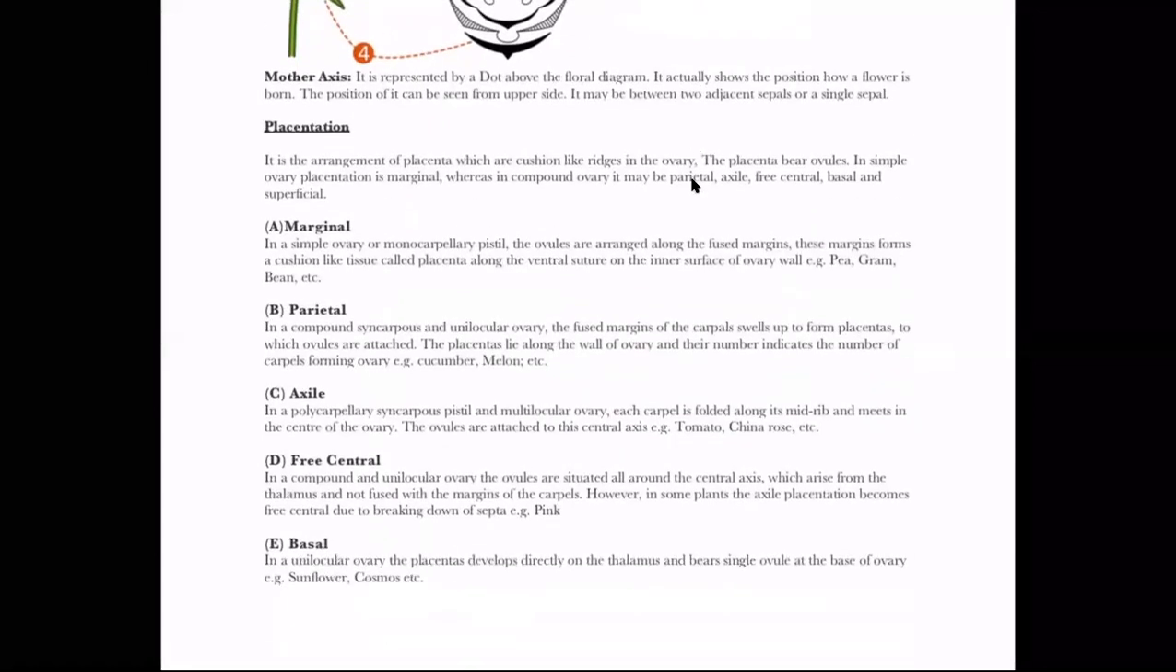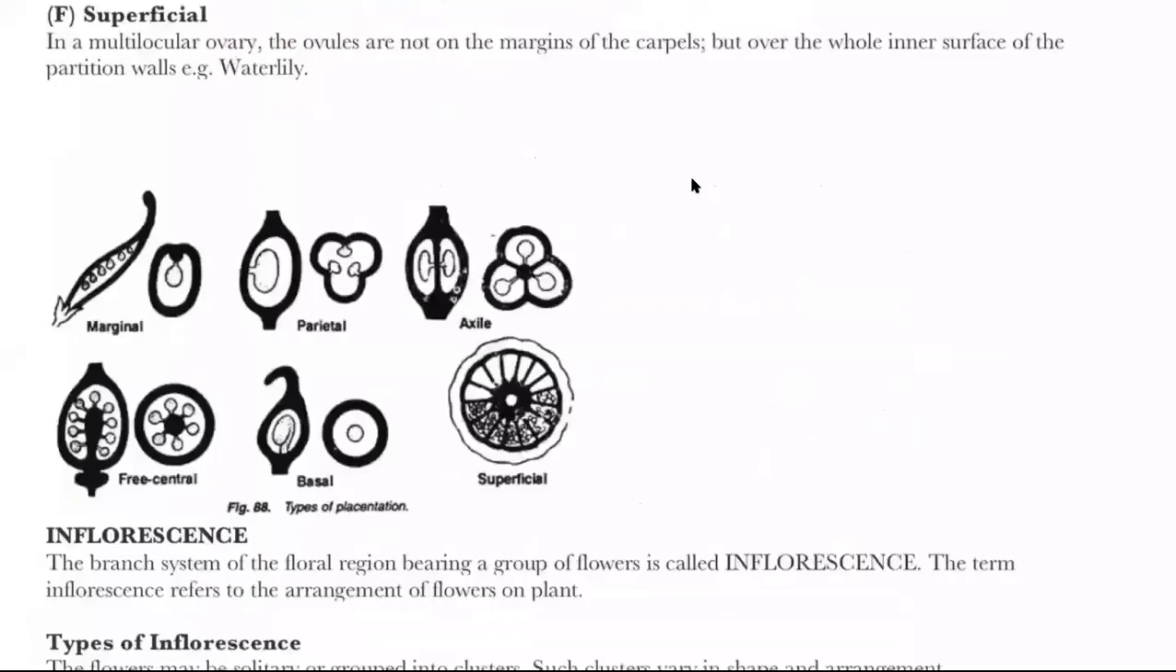फिर आता है axial in polycarpous, syncarpous are the combined pistils and multilocular ovary. Each carpel is folded along its midrib and meets in the center of the ovary. The ovules are attached to the central axis. देखो, center में मिलते हैं, and ovules are attached to the central axis. ये central axis है.